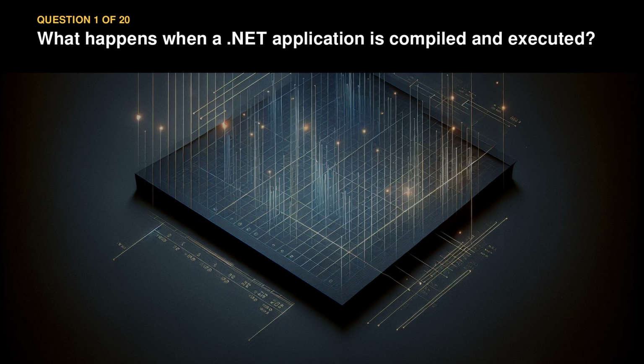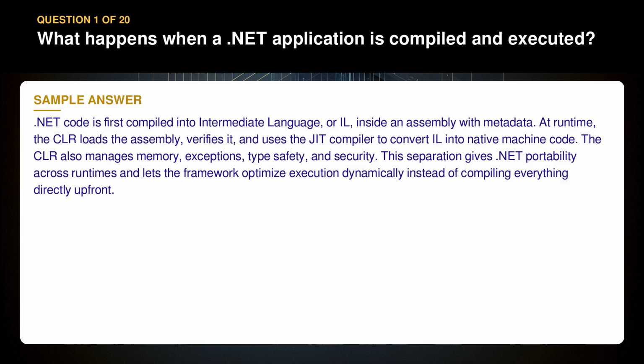Question 1. What happens when a .NET application is compiled and executed? .NET code is first compiled into intermediate language, or IL, inside an assembly with metadata. At runtime, the CLR loads the assembly, verifies it, and uses the JIT compiler to convert IL into native machine code. The CLR also manages memory, exceptions, type safety, and security.